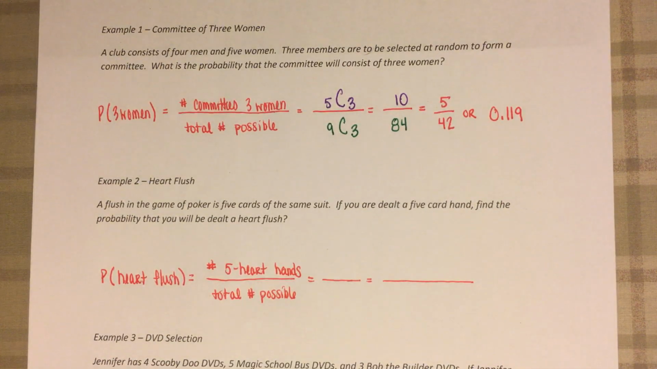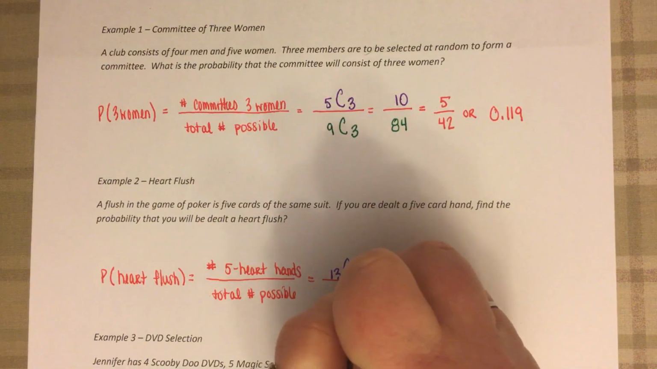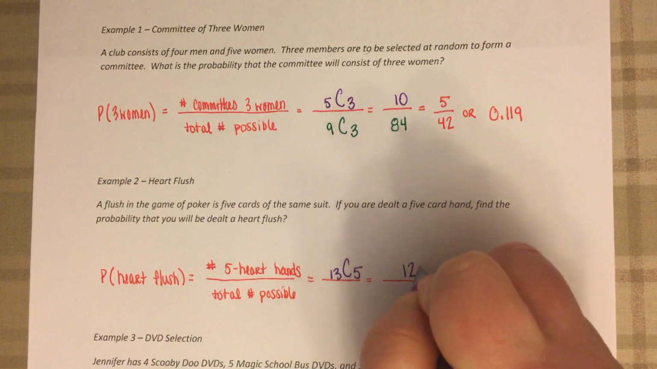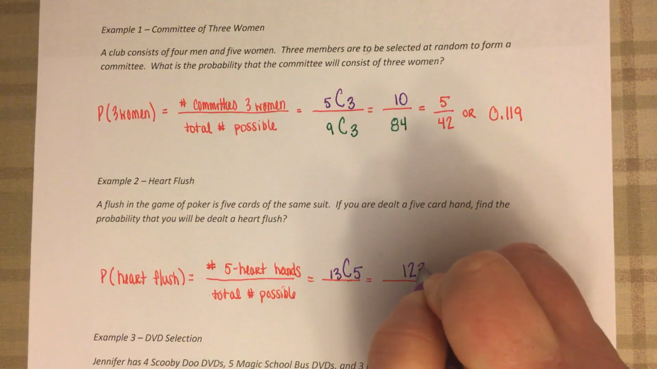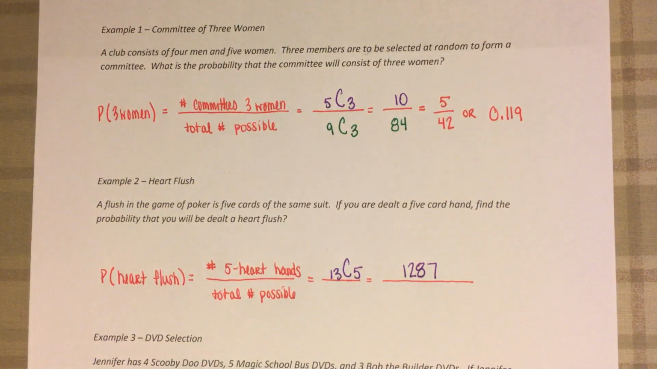All right, so up top, our number of 5 card hands where they are all hearts. We have 13 hearts, and we are picking 5. So 13C5 gives us 1,287 when we plug it into a calculator.